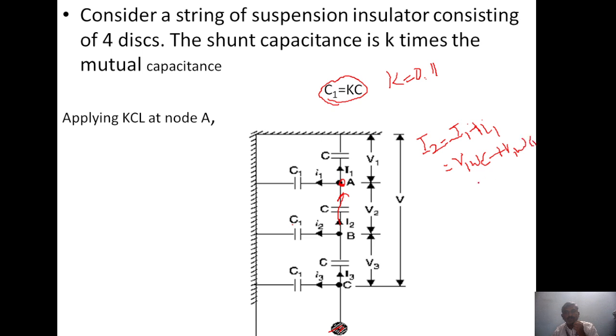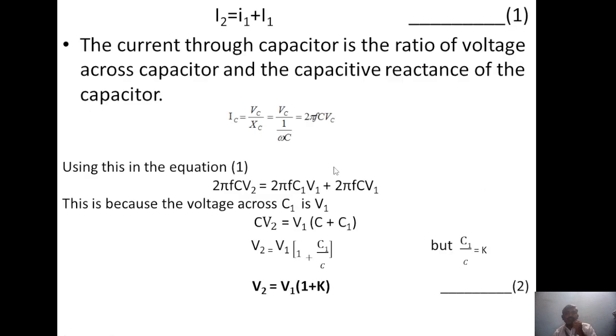So C1 is equal to K times C. So V1 omega C plus V1 omega K into C. So from this we can write V2 equal to, so C C cancel.